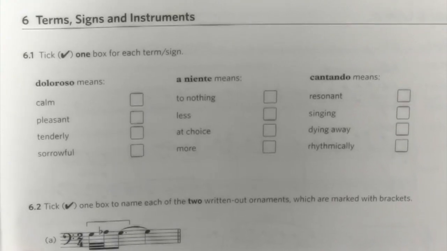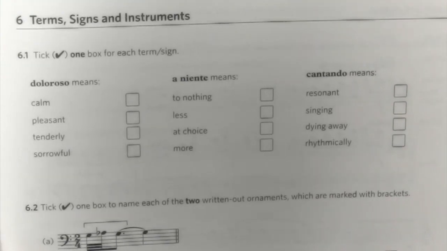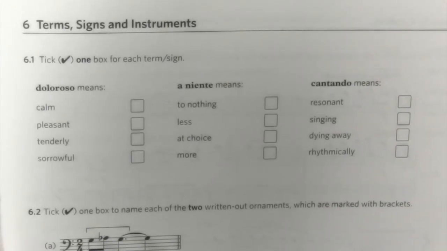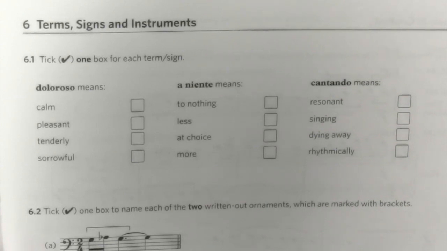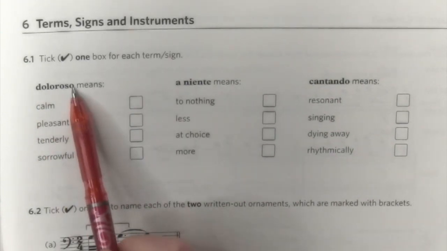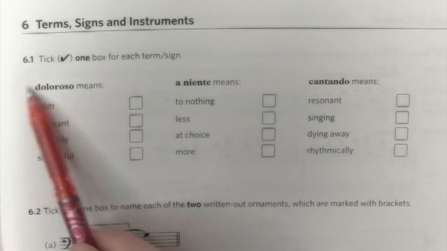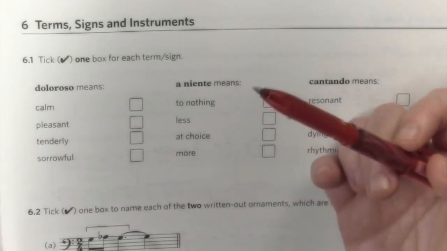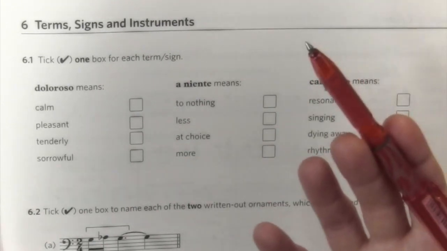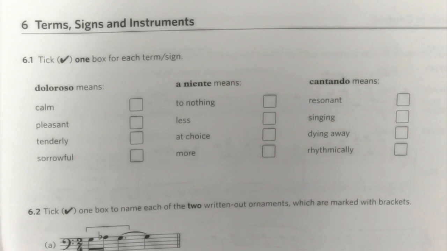Terms and signs. Here we need to memorize things. And there are some shortcuts. The shortcuts are that when you play something, you remember what you see. So, for example, if in one of the pieces that you play, you have Doloroso, try to remember it. So try to relate the names with the expression or the dynamic that you make, the tone that you create. That's the only way of remembering them.